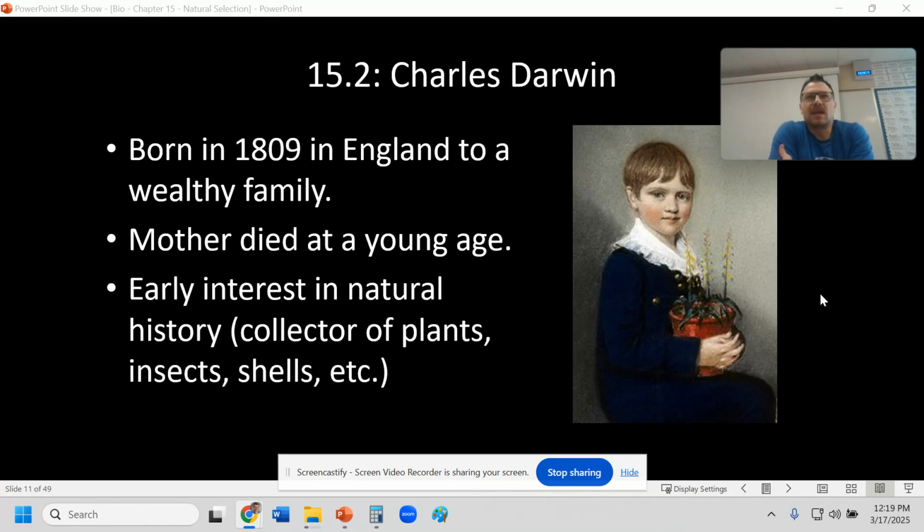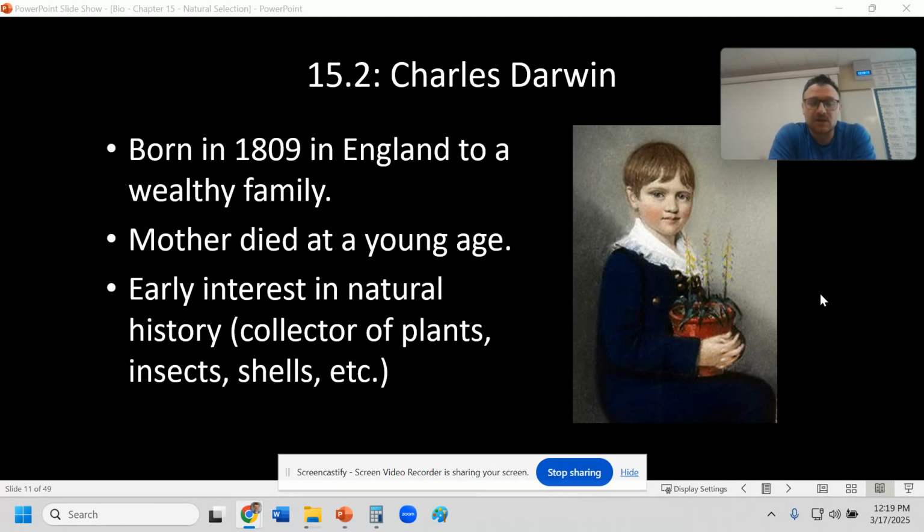His father was a physician, a doctor, but his mother died at a very young age. The reason I put that in there is this shows that Darwin had to really cope with death at a very young age. And we're going to talk about how that may have influenced his understanding of the natural world later on in life.